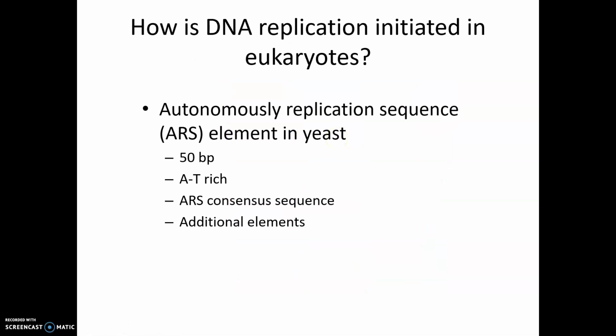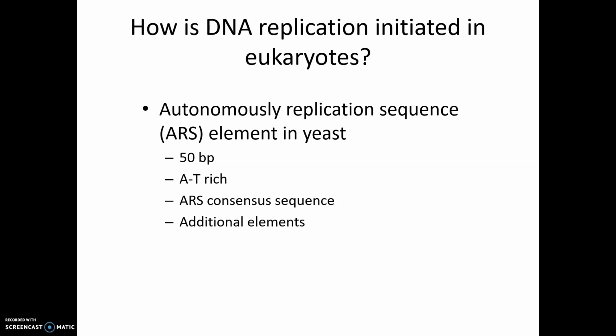Now, for initiation, it varies. So we know in bacteria they have DnaA sites and proteins. We know in yeast they have ARS elements. So these elements are about 50 base pairs. They are AT rich, similar to what we've seen in bacteria. They have a consensus sequence, and then they have additional elements. So these are all at the origin and allow replication to take place in yeast.